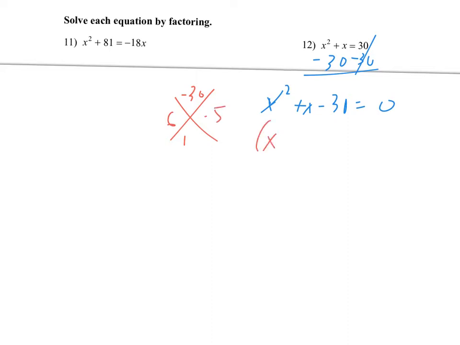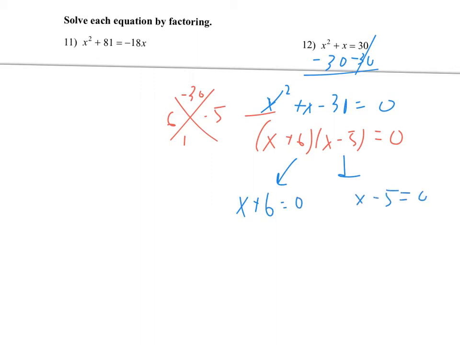I don't need the grouping here since we don't have a number in front, so I can just do x plus 6 times x minus 5 equals 0. And then I need to split this up and solve each of these individually. So x plus 6 equals 0 and x minus 5 equals 0. And then I'm going to subtract 6 on both sides, so x equals negative 6. Add 5 on both sides, and x equals positive 5.